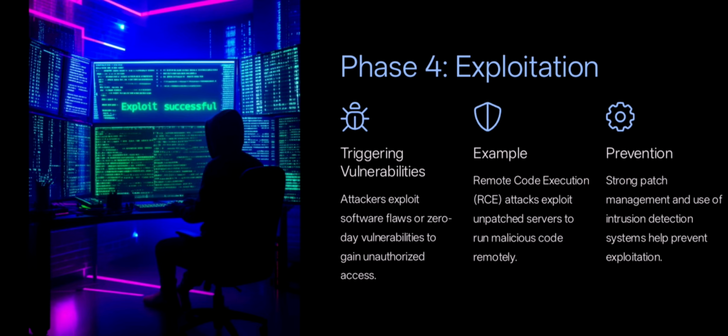6.3 SolarWinds supply chain attack, 2020. Exploited trust in Orion software updates. Planted backdoor, Sunburst, in legitimate software. Triggered exploitation in numerous government and corporate networks. 7. Tools used for exploitation. Attackers use a variety of tools to automate or facilitate the exploitation phase.